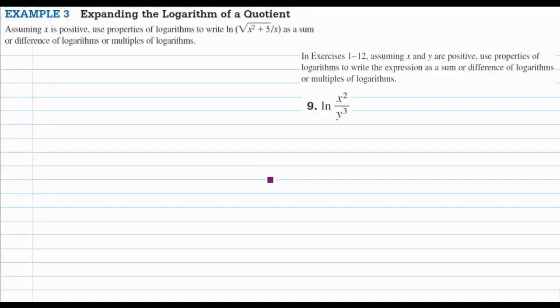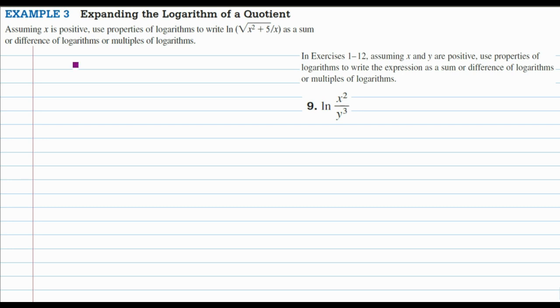This is the screencast for section 3.4, example 3, expanding the logarithm of a quotient. So assuming x is positive, use the properties of logarithms to write the natural log of the square root of x squared plus 5 over x as a sum or difference of logarithms or multiples of logarithms.